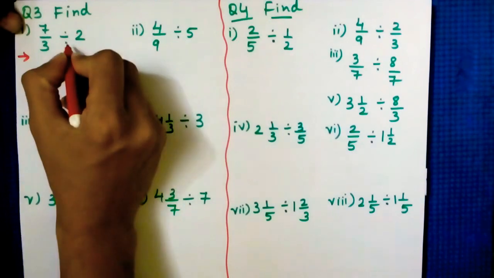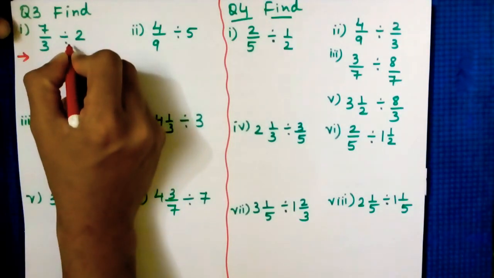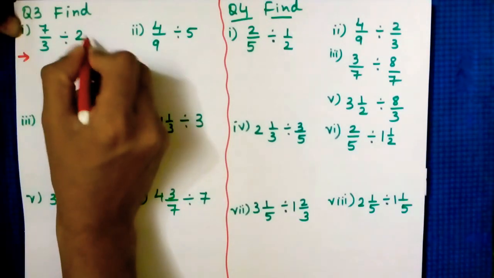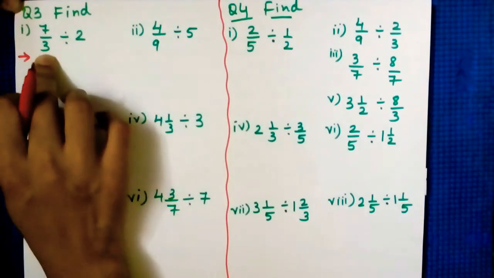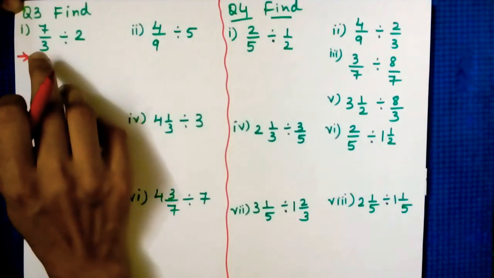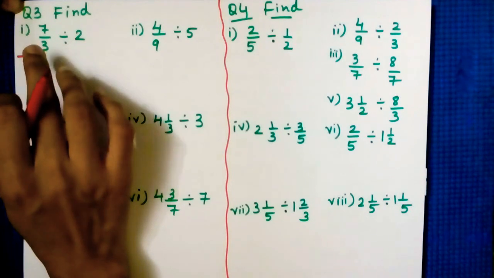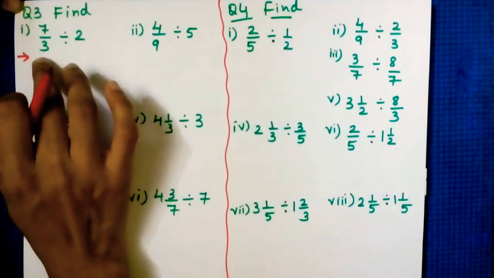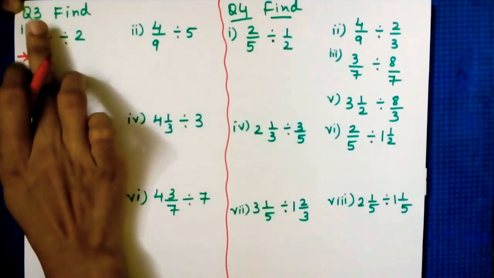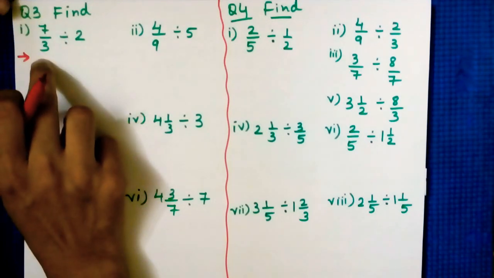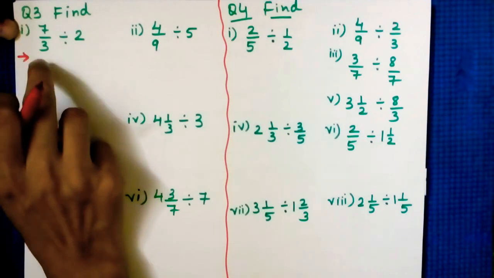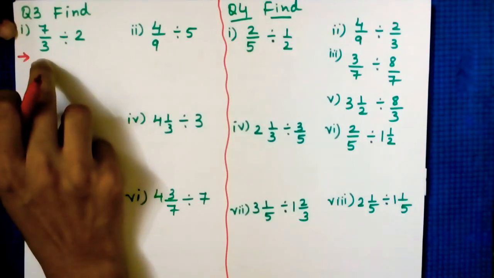First of all, whatever is given after the sign, we have to take the reciprocal of that number. As I told you, the first number, whether it is a whole number, a fraction, or a mixed fraction, should not be changed. Don't take the reciprocal of this part. Otherwise students will think that since a fraction is given here, they should take its reciprocal. No, that is wrong.